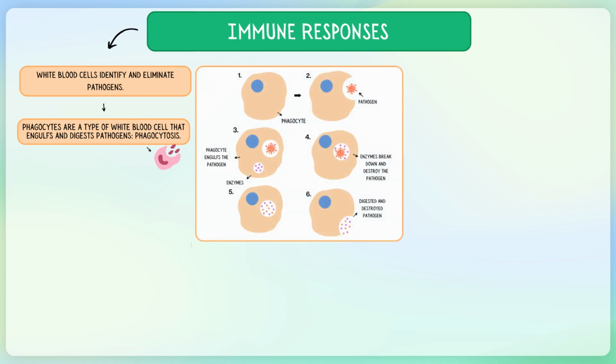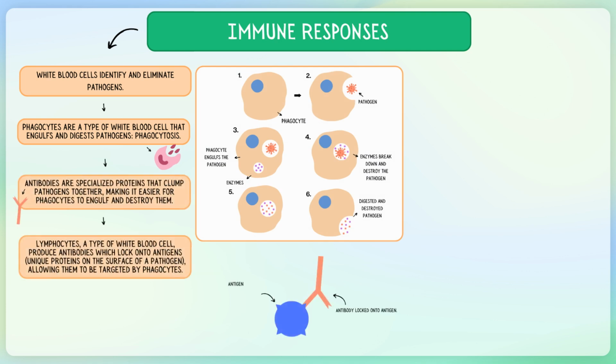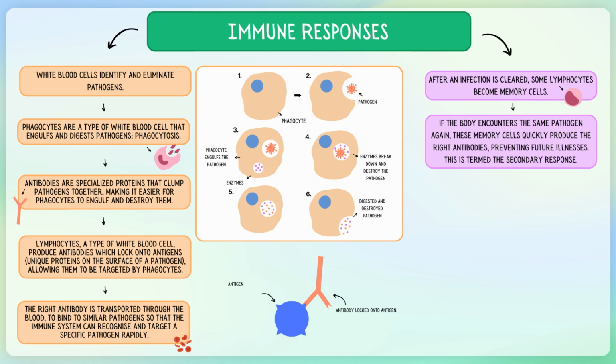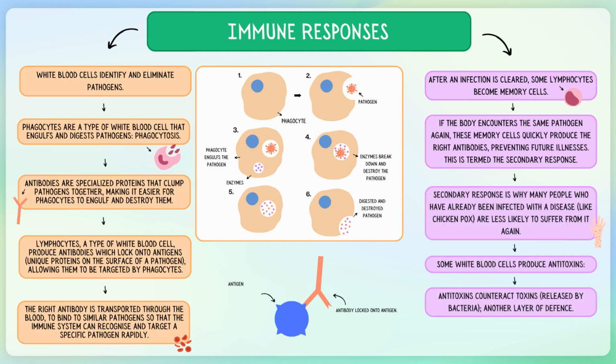Phagocytes ingest and digest pathogens, whilst lymphocytes are involved in targeting specific pathogens and produce specific antibodies in order to target them. We also covered the process of how the immune system remembers pathogens through the creation of memory cells. This enables a faster and stronger response upon subsequent exposure to the same pathogen.